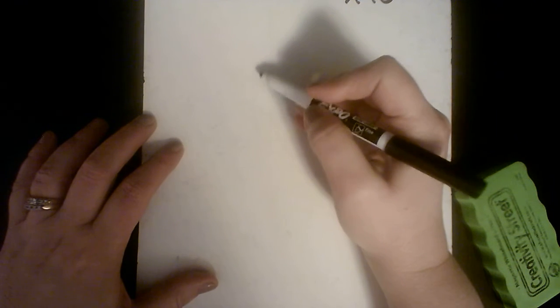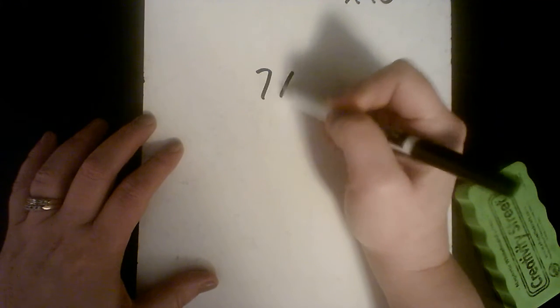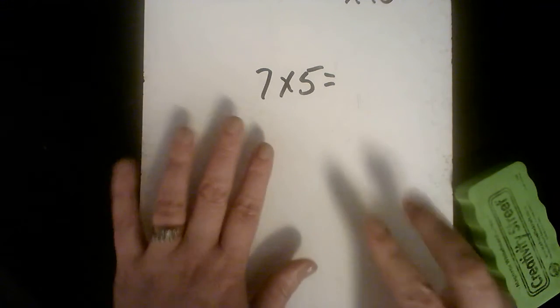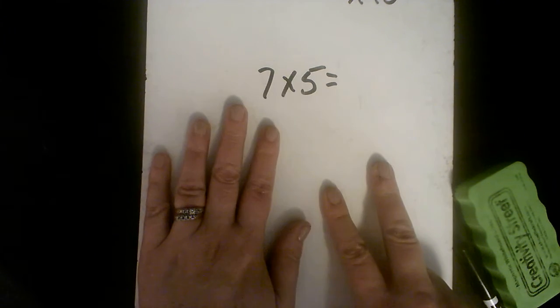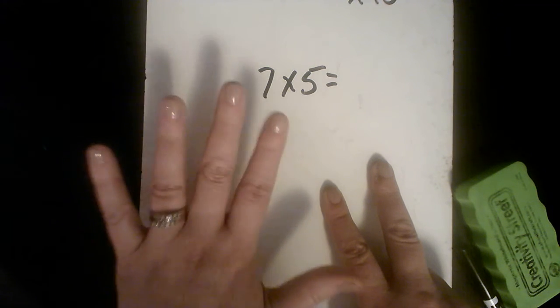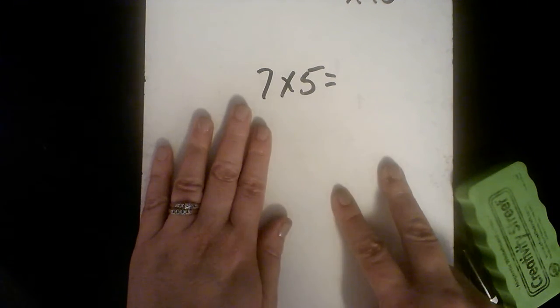So, having said that, anytime there is a factor that is 5, then you know that you can skip count by 5. For example, let's do 7 groups of 5. I know that I can skip count 7 times by 5 and get the answer. 5, 10, 15, 20, 25, 30, 35. So I know that my answer will be 35.